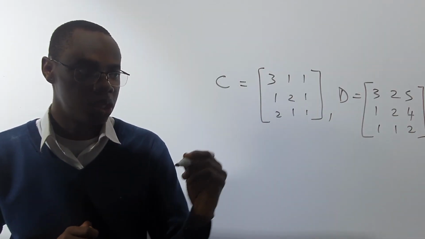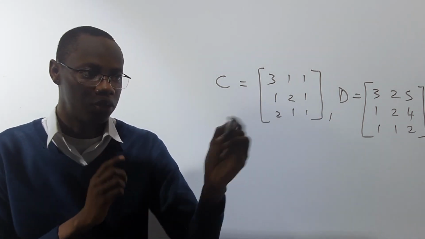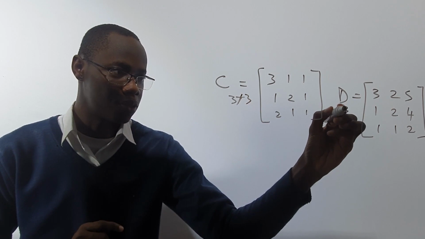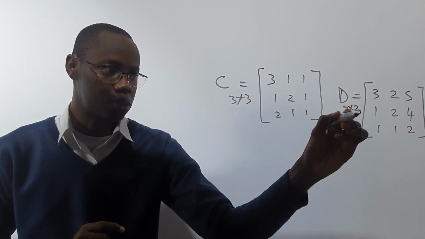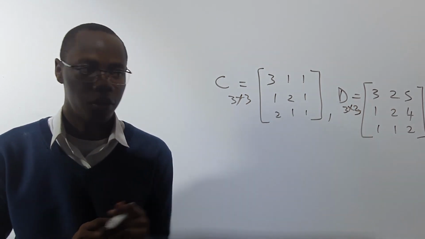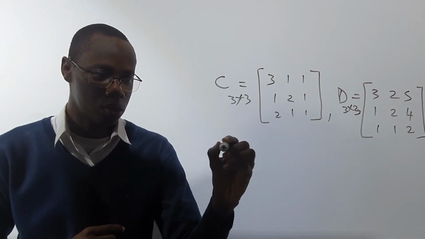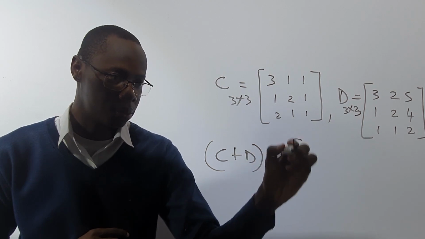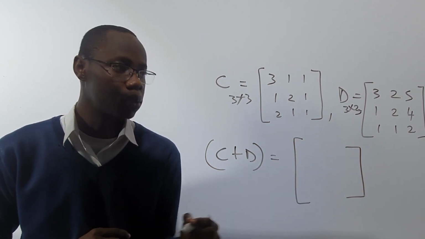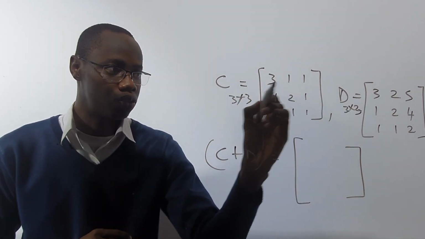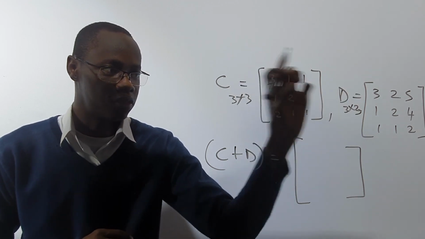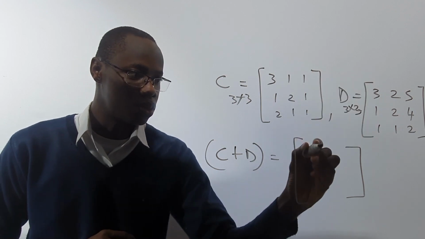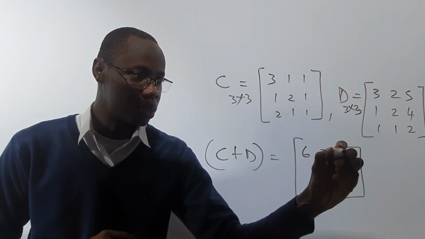So of course you might be given this 3 by 3 matrix. You can see this is a 3 by 3 matrix, and this is also a 3 by 3 matrix. So of course we can perform addition and subtraction on it. So C plus D will be, add them together. 3 plus 3, this first one to this one, is 6. 1 plus 2 is 3. 1 plus 6 is 6.